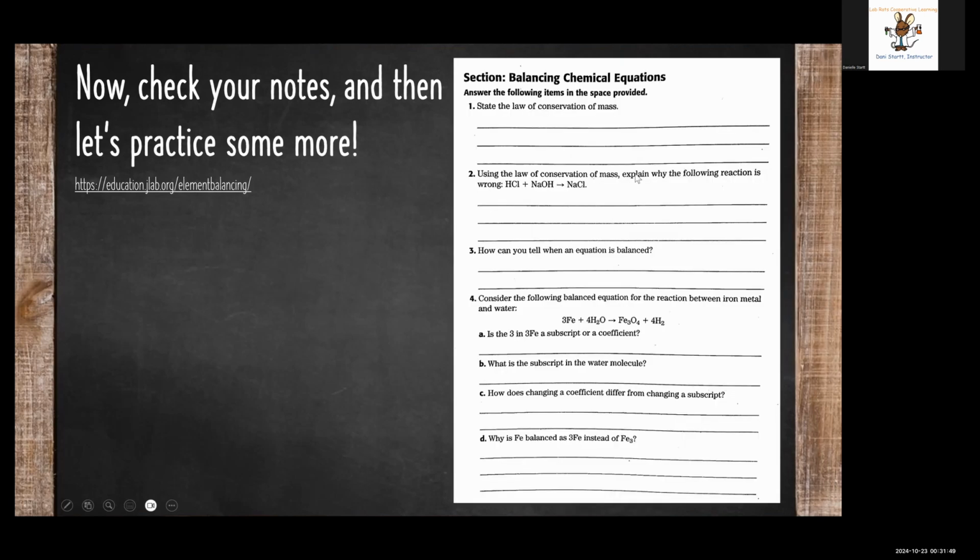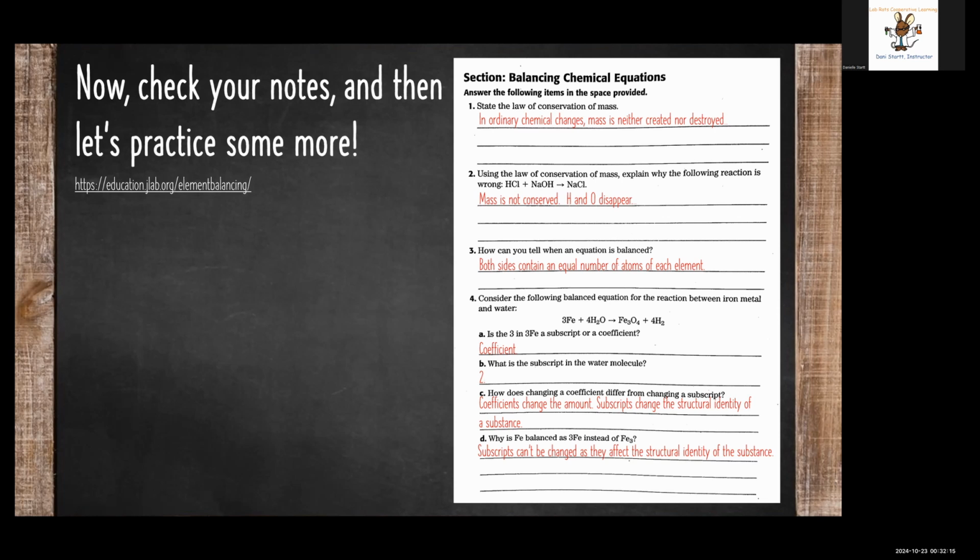Let's see. Here are our notes. State the law of conservation of mass. In ordinary chemical changes, mass is neither created nor destroyed. Using the law of conservation of mass, explain why the following reaction is wrong. Hydrochloric acid plus sodium hydroxide yields sodium chloride. Well, the mass is not conserved because your hydrogen and oxygen just disappear. So that can't be right.